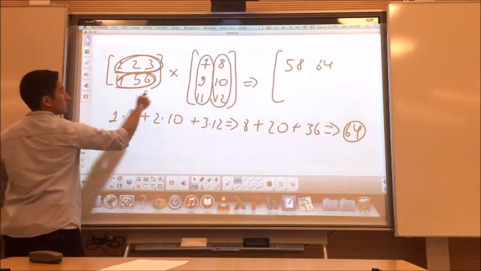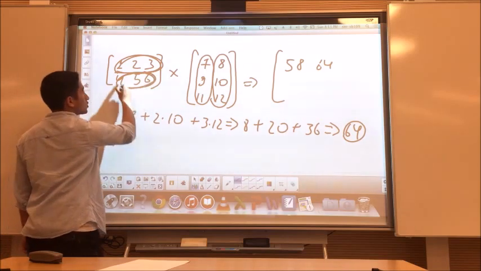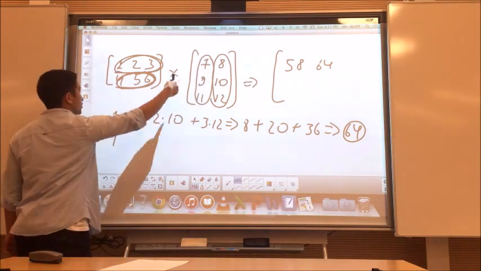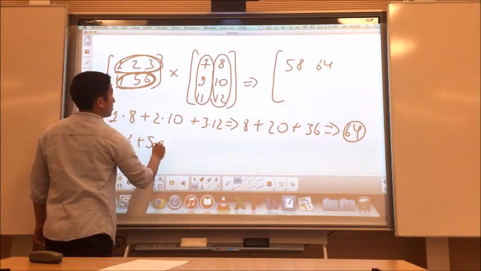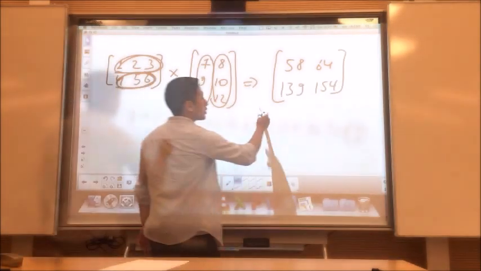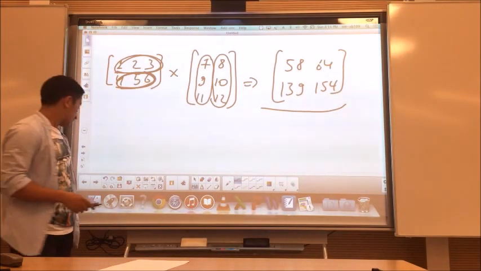And let's do it quickly. And now second row with the first column. 4 multiplied by 7 plus 5 multiplying by. So we get this matrix. It's the multiplying two matrices.